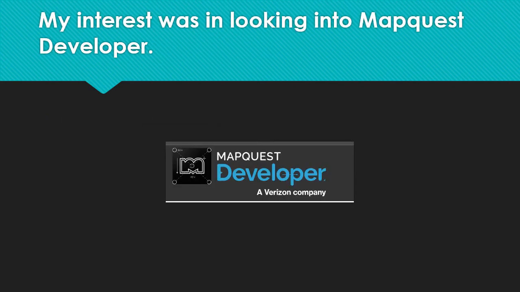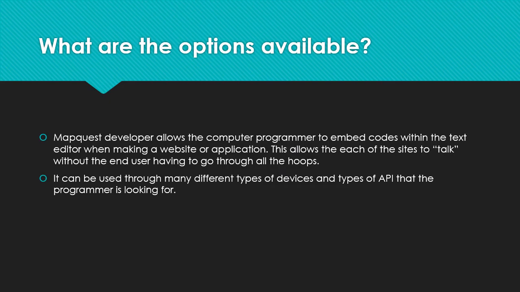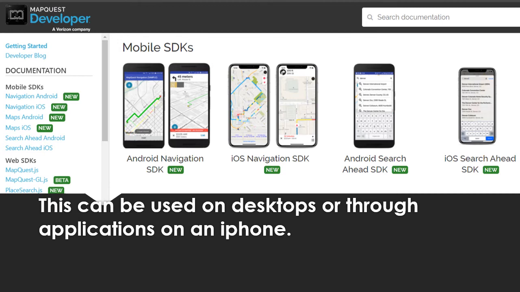So my interest in API was looking into MapQuest Developer. MapQuest Developer allows a computer programmer to embed codes within the text editor while they are making the website or an application. This allows each of the sites to talk to each other without the end user having to go through all the hoops. An API can be used through many different types of devices, whether it's a smartphone, a desktop, or a laptop. The programmer just happens to embed that code within the site.